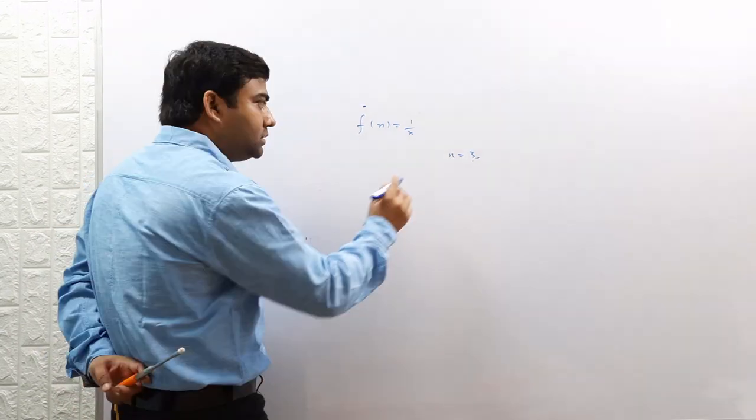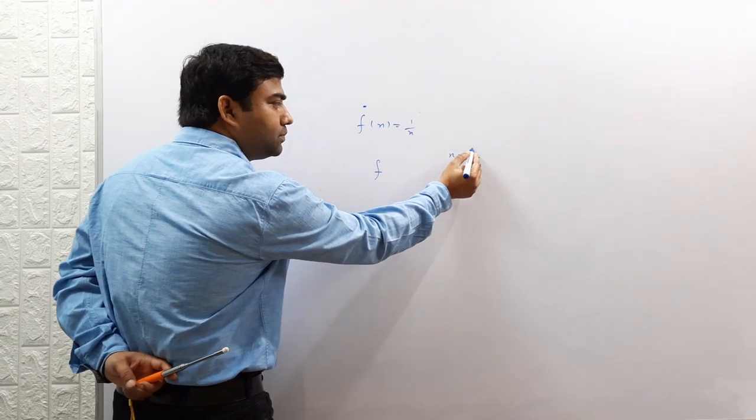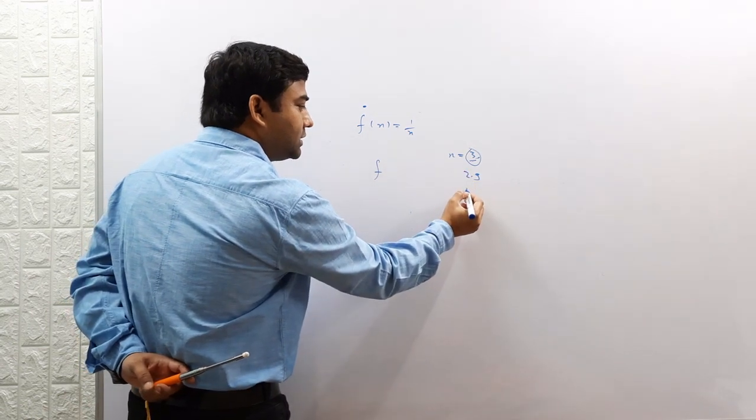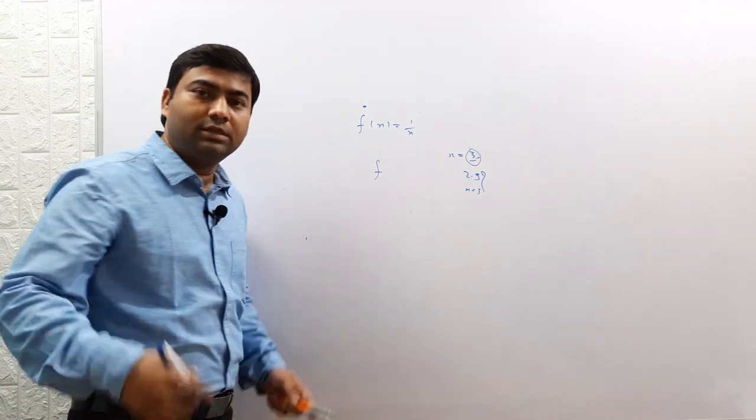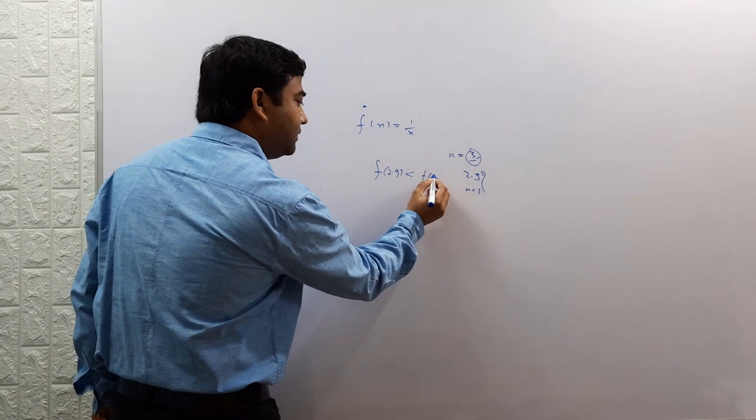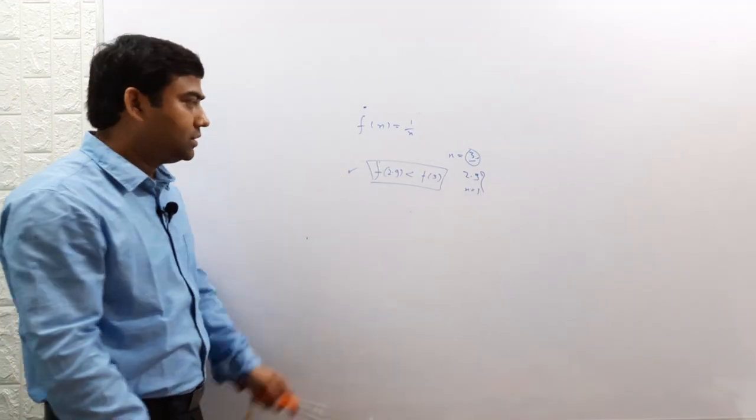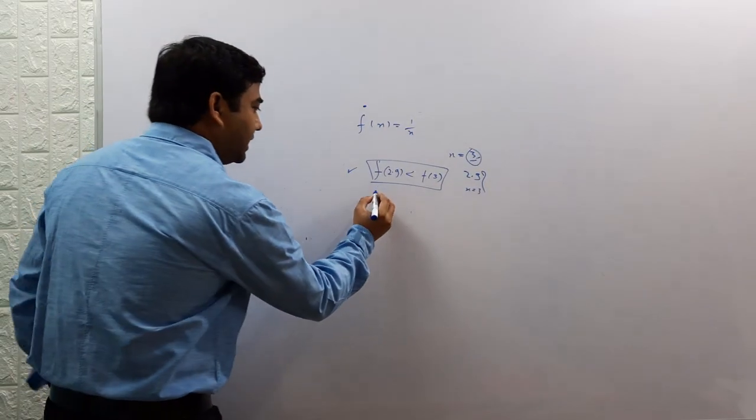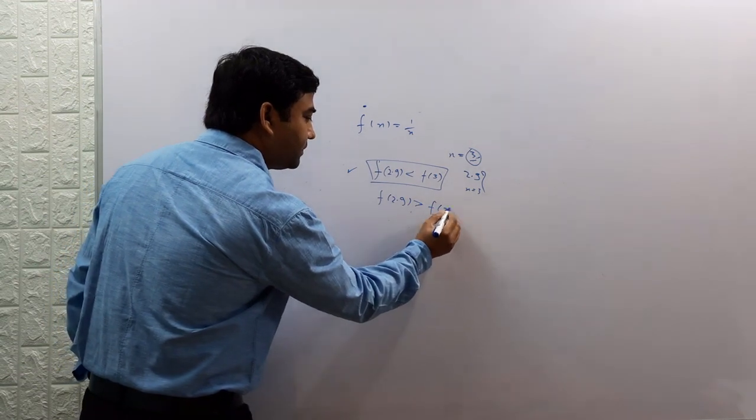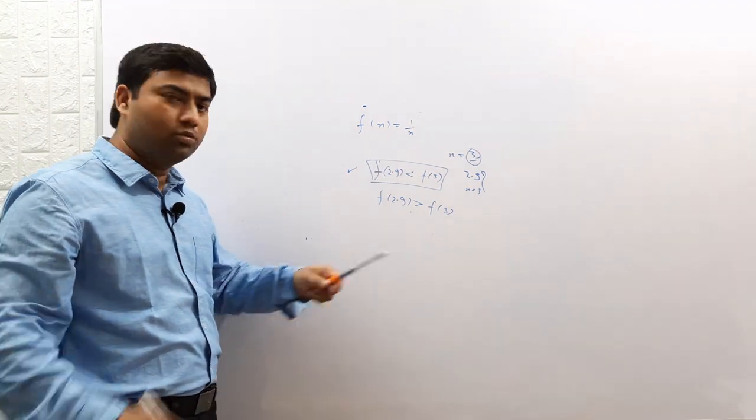So one crude method: just find the value at x just before this point, suppose 2.9, and then find the value at x equal to 3 and see whether the function is increasing or decreasing. So f(2.9) should be less than f(3) if the function is increasing. But here you can see f(2.9) is greater than f(3). Hence this function is decreasing. This is the crude method.